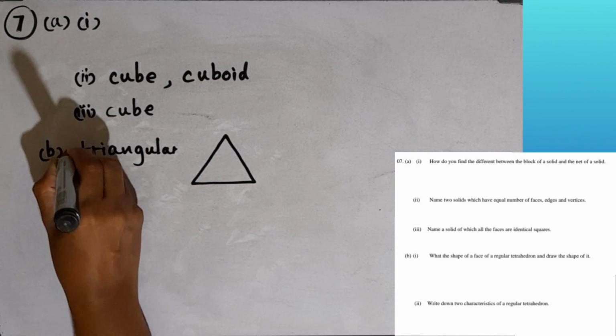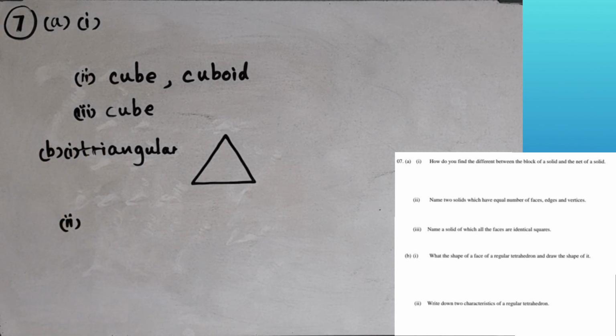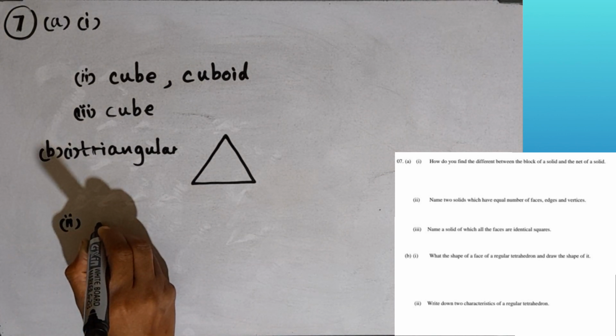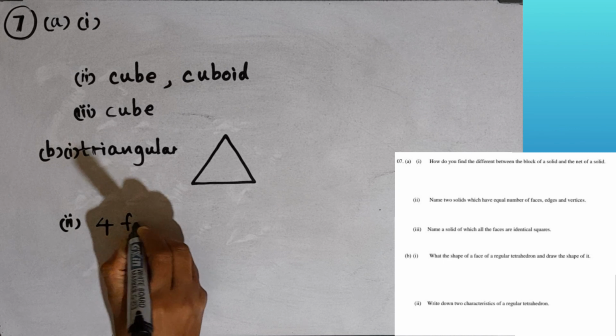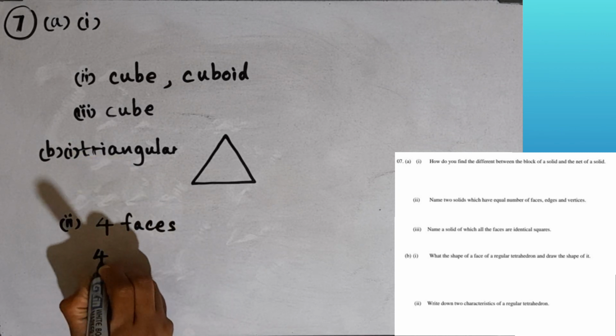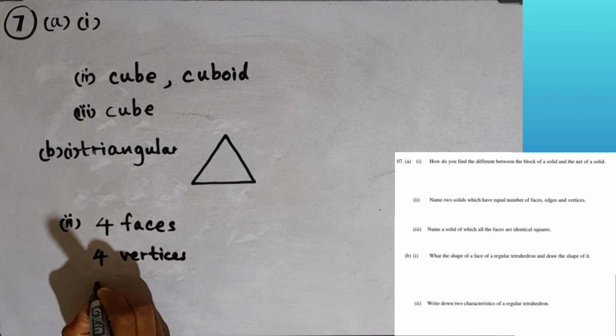Then in second part, write down two characteristics of a regular tetrahedron. In a regular tetrahedron, we have four faces, four vertices and 6 edges.